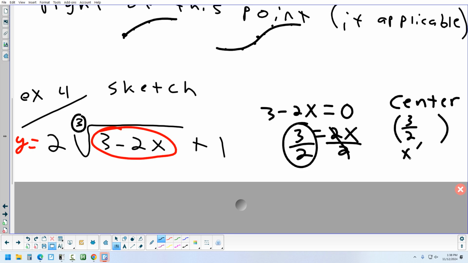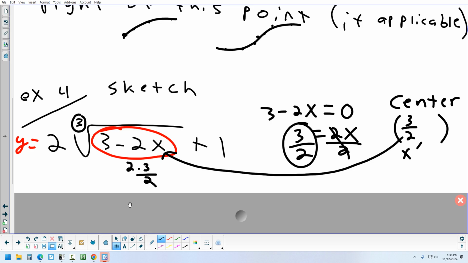Now, what do I do with that to find my y? Plug it back in. Okay, so let's fill that back in. What's 2 times 3 over 2? I don't know. No idea. 2 times 3 over 2, yeah. The 2's just cancel out. That always happens when you do this. And you get just 3. So that becomes 3. What's 3 minus 3?